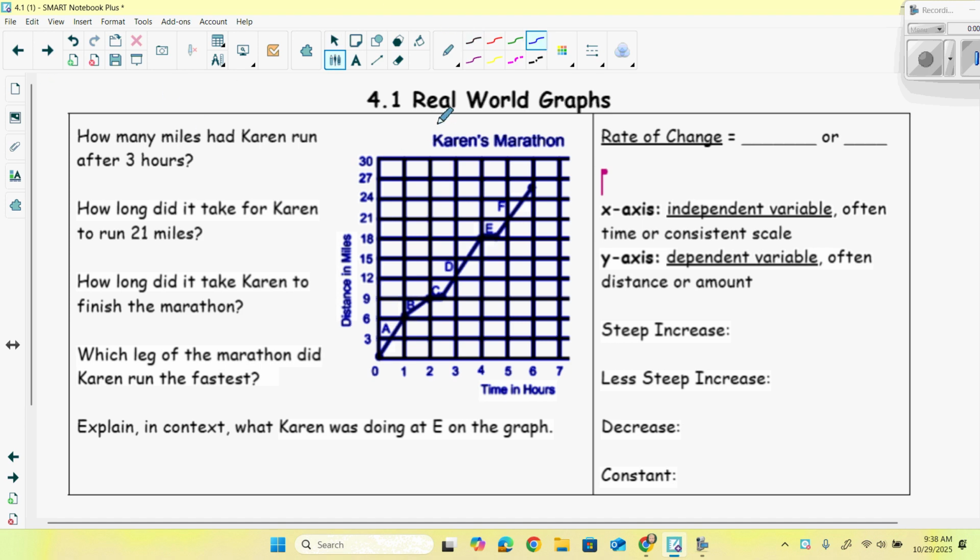If we look at this graph, the main thing to do is get the big picture. Karen's running a marathon. She is going a distance and it's taking her time. So how all this fits together into one main idea is very helpful. How many miles had Karen run at 3 hours? At 3 hours on the time axis, that's our independent variable, she is 12 miles into her marathon.